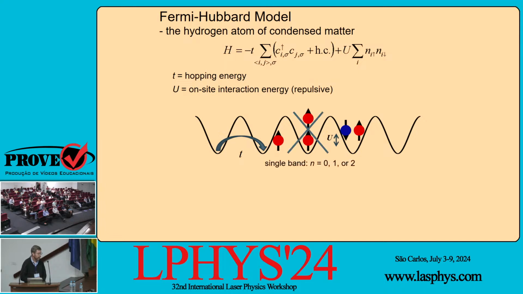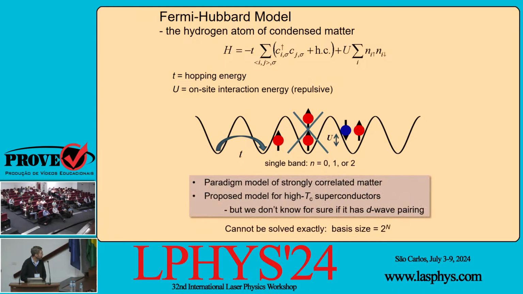So we're looking at just the single-band Hubbard model, and so there's only at most 2 atoms per site that are opposite spins. If they have the same spin, the Pauli principle prohibits them occupying a single band.